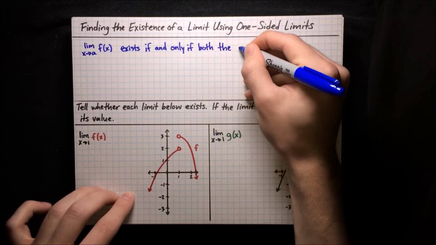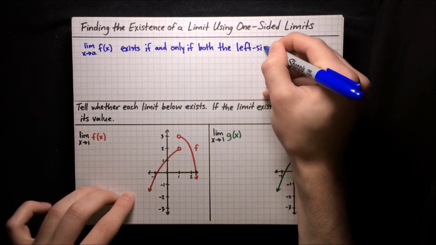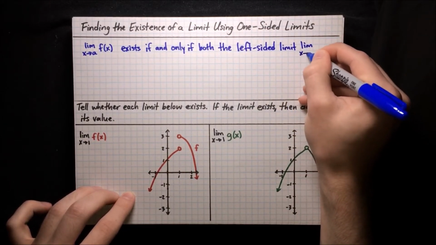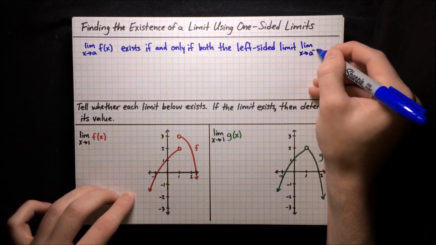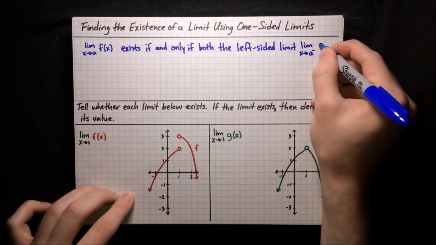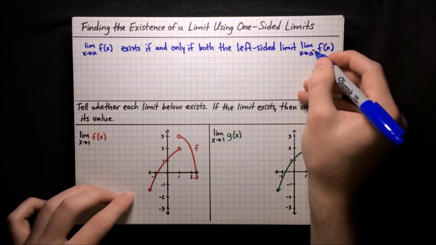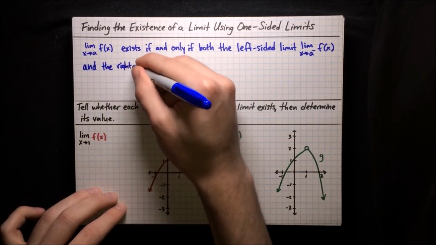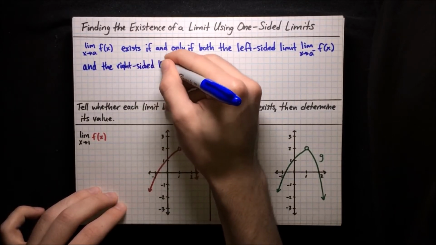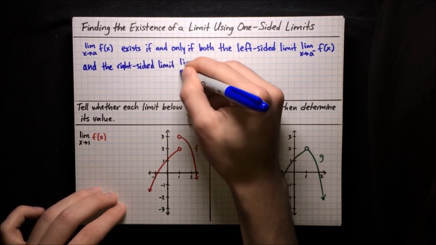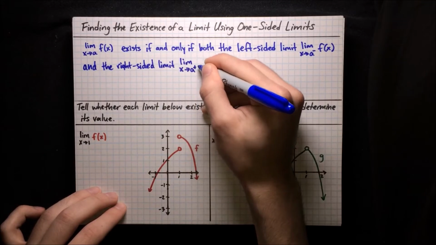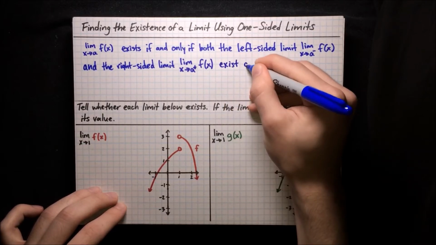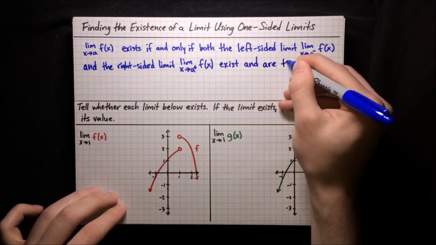both the left-sided limit, which is denoted limit as x approaches a superscript minus to indicate that we're approaching from the negative side, the left side, of f of x, and the right-sided limit, limit as x approaches a plus from the positive side, the right side, of f of x, exist and are the same.